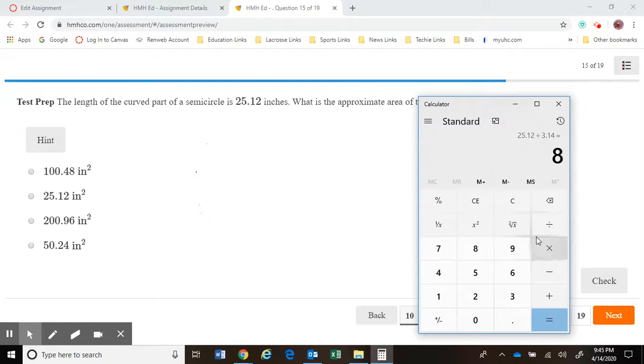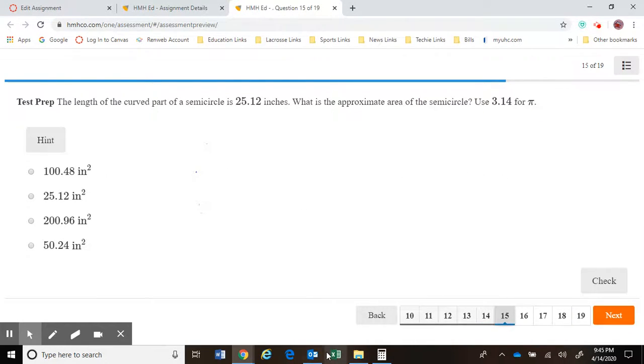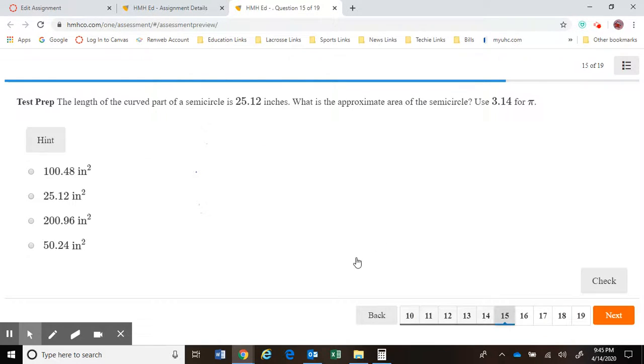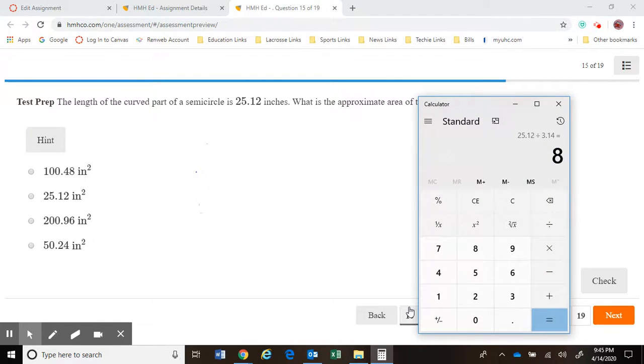All right, now I'm going to leave it at that. I'm not going to find the radius because this is a semicircle. So I've got 8 here. Now with 8, I'm going to use pi r squared. 8 times 8 times 3.14. That gives me 200.96. Okay, and then to find my answer, I need to take that and divide by 2.